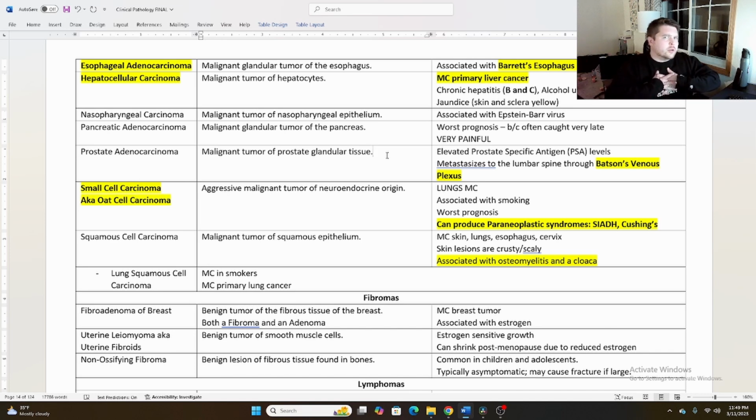Additionally, he might have trouble going to the bathroom. He might have some urinary incontinence. All of those together, we think, oh, potential metastasis through the Batson's venous plexus from the prostate.